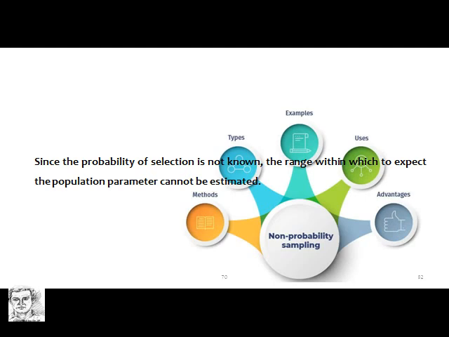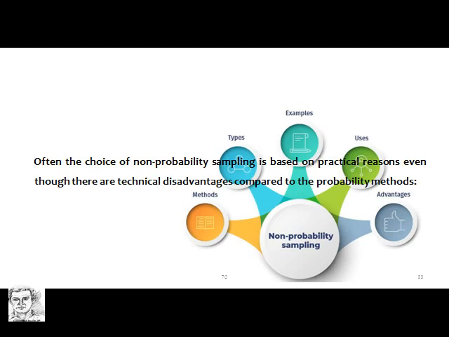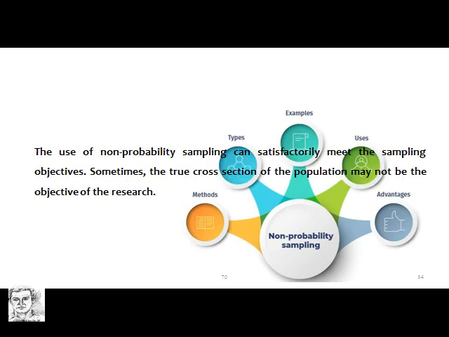Since the probability of selection is not known, the range within which to expect the population parameter cannot be estimated. Often the choice of non-probability sampling is based on practical reasons even though there are technical disadvantages compared to the probability methods. The use of non-probability sampling can satisfactorily meet the sampling objectives.